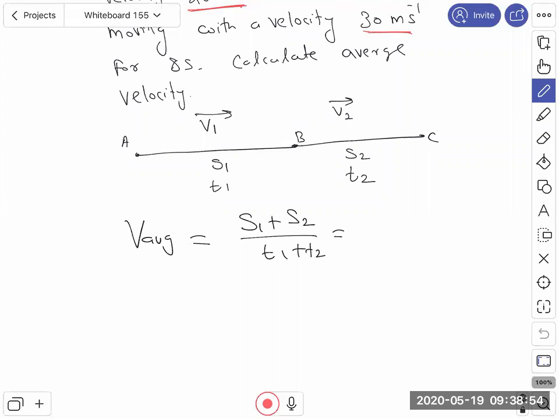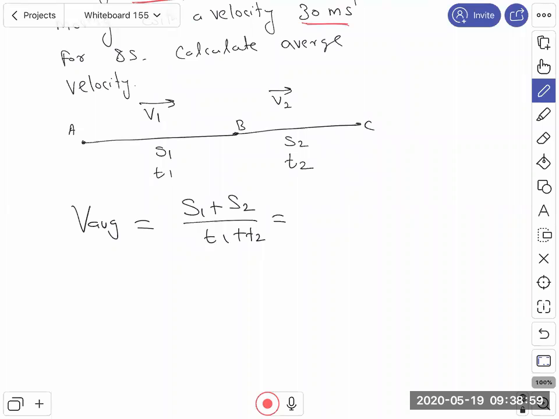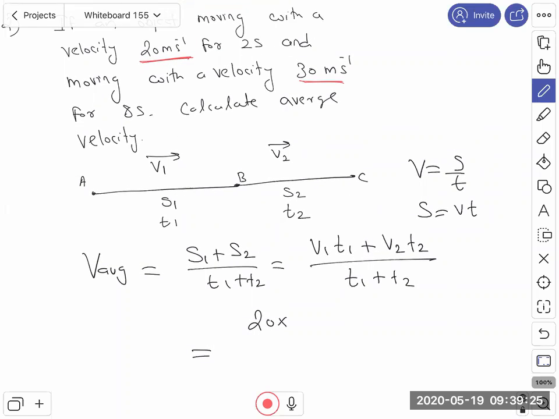But over here, the value of displacement is not given, but velocity and time are given. So we can use this equation: velocity is equal to displacement by time, or displacement is velocity into time. So instead of displacement S1, we can write V1 into T1, plus displacement in second situation, V2 into T2, divided by T1 plus T2. The velocity in first situation was given as 20, and time is given as 2 seconds.